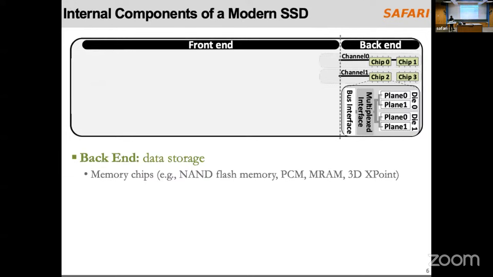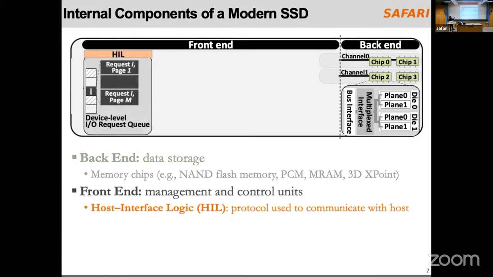You can see multiple flash channels here, which connect a number of flash chips. These flash channels are shared across different flash chips. Then we have a front end, which is called the host interface layer. This is typically the layer which implements the PCIe protocol to interact with the host.